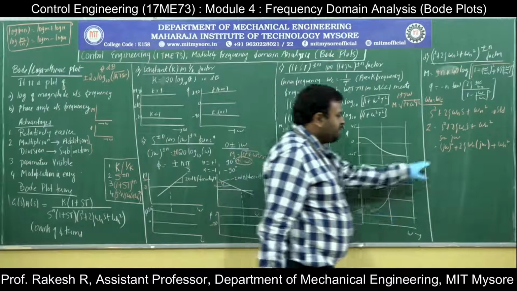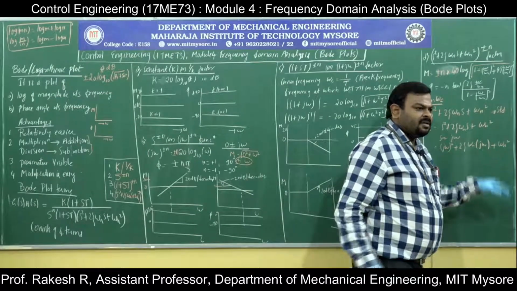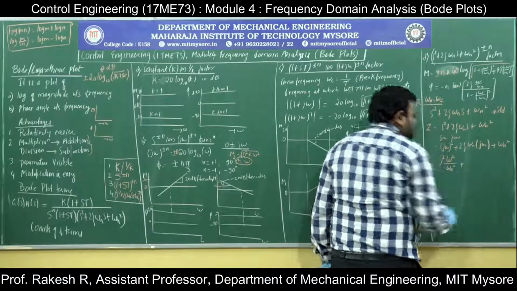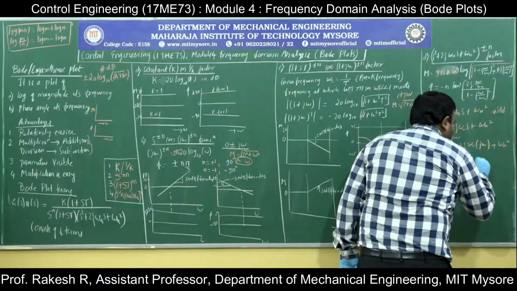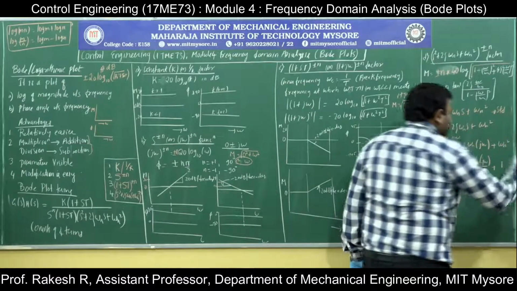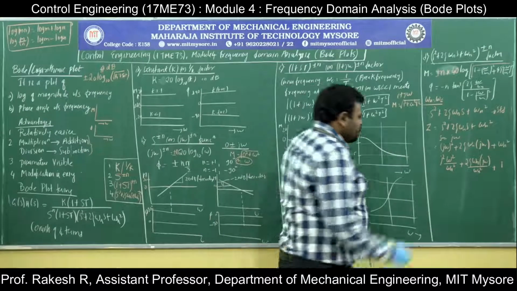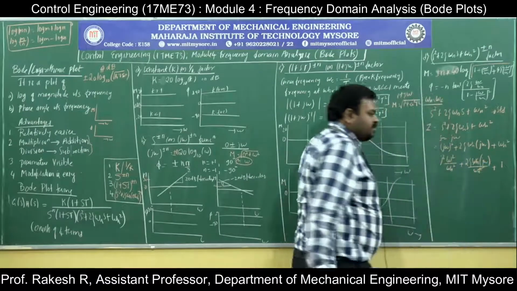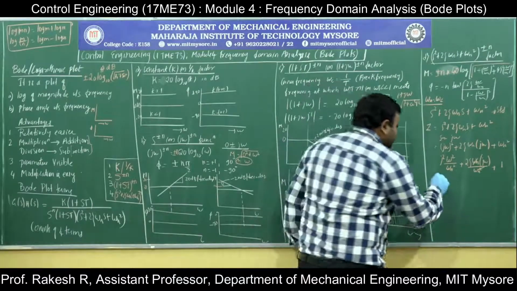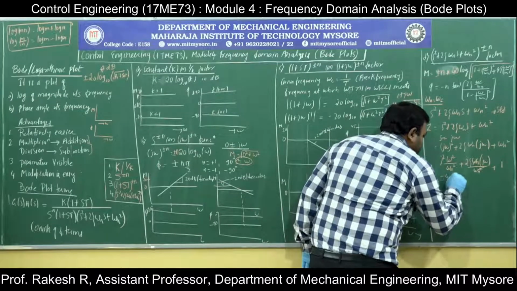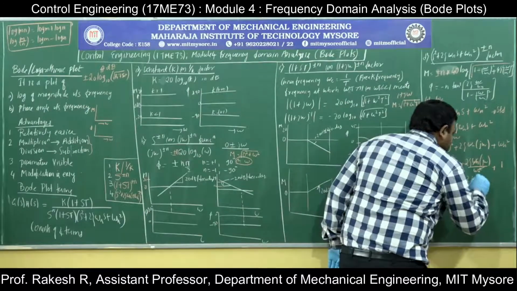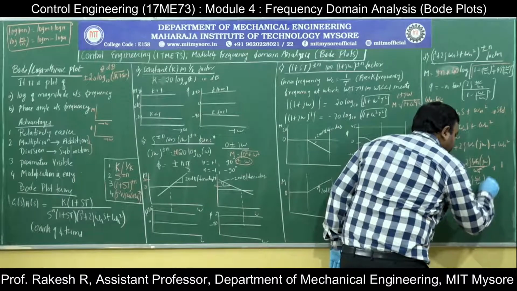So what I will do is divide this by omega n square: j square omega square divided by omega n square, plus 2 zeta omega n into j omega divided by omega n square, plus omega n square by omega n square, which is 1. So this term will get cancelled. I will segregate the real part on one side and the imaginary part on the other side. What is j square? j square is minus 1. So it will be omega square by omega n square, plus 2 zeta omega by omega n into j, plus 1.